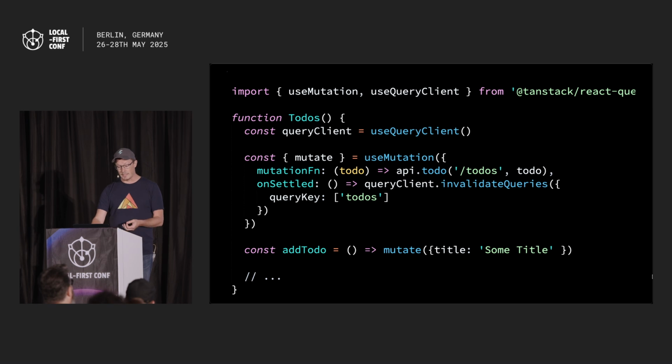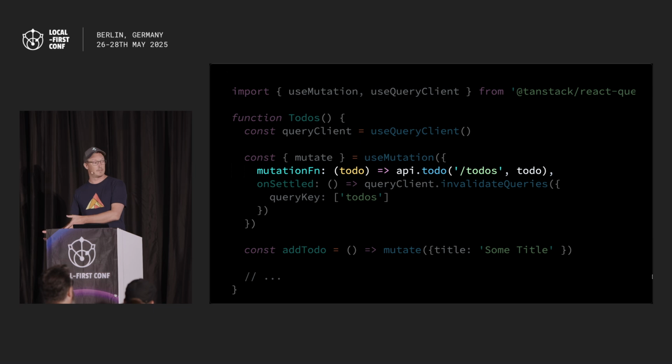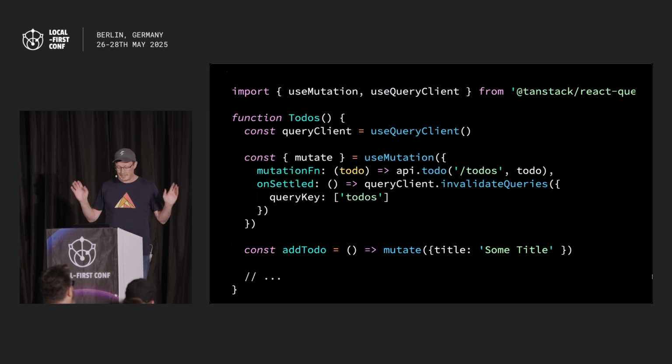And then when it comes to write, what you do is you create a mutator using this use mutation hook, and that has a mutation function that defines how you then actually handle the write. In this case, posting it to your API, and you then use this mutator in your components to make local optimistic writes.